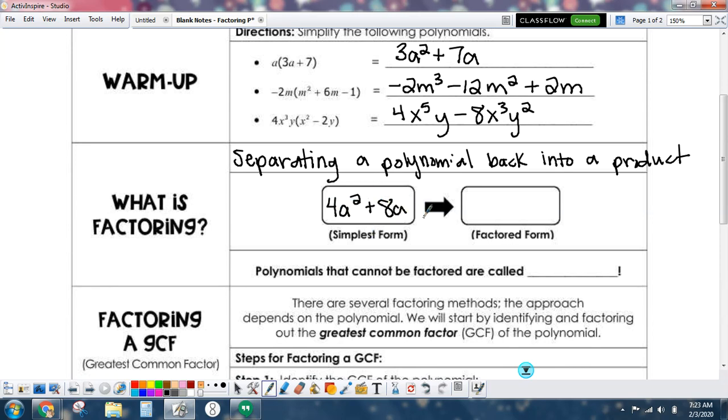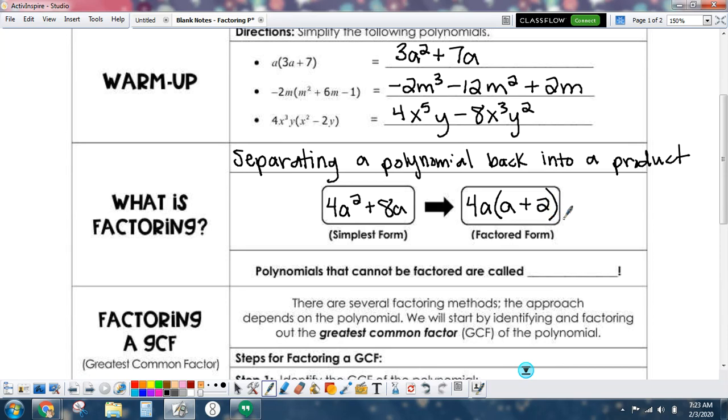So to get that in the factored form, we would need to pull out our greatest common factors between both parts. So between 4 and 8, your greatest common factor is 4. Okay, and then between a squared and a, the biggest one is a. And then you're going to leave whatever else was in there. So 4a squared, 4a times what gets you 4a squared? Well, that would be a. And then 4a times what gets you 8a? Well, that's 2.